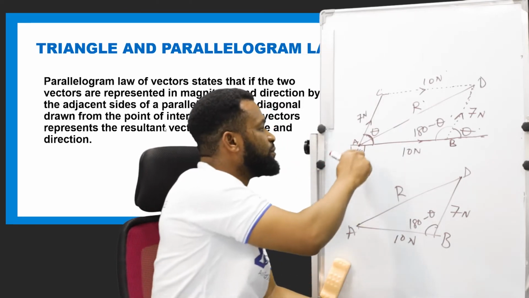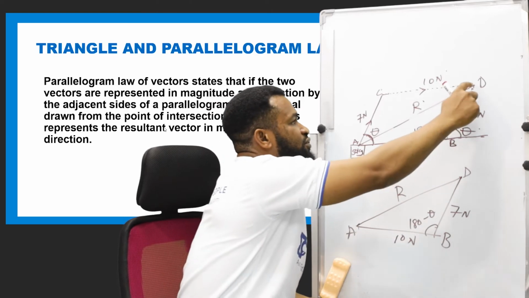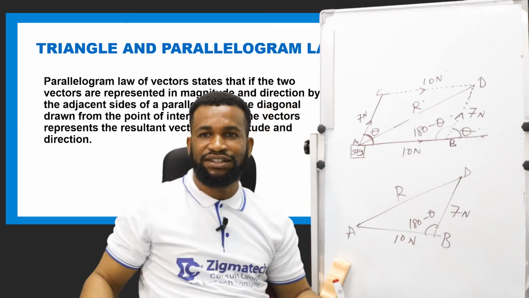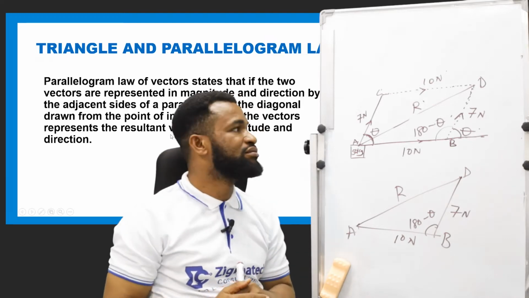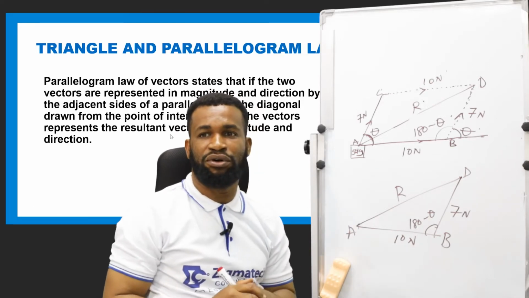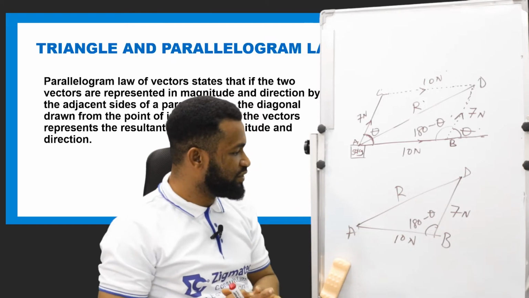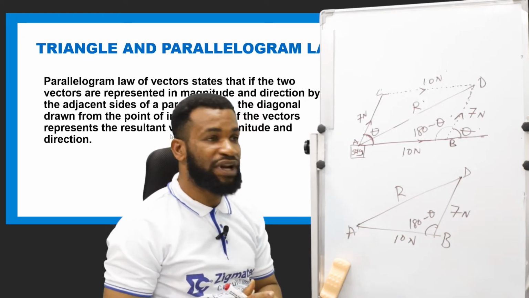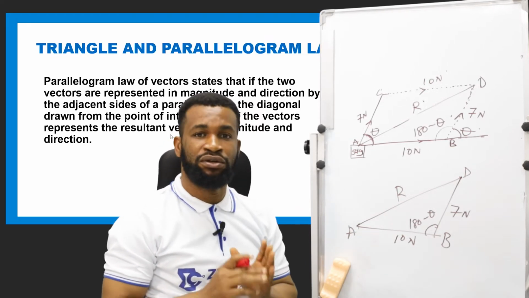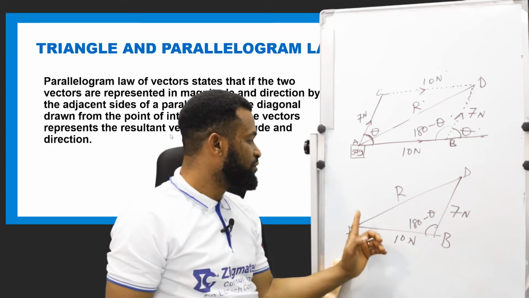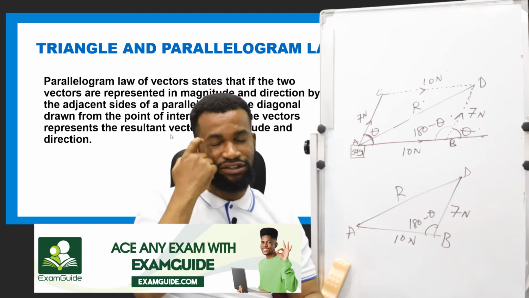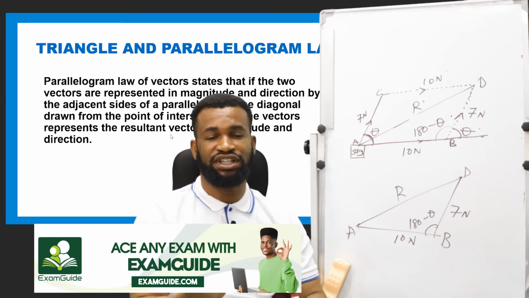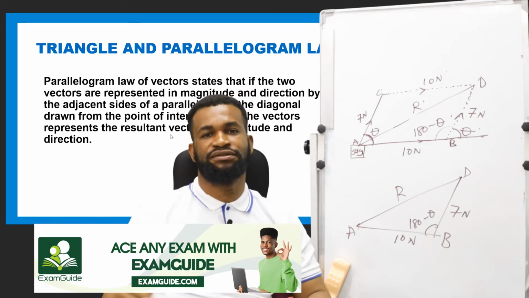So the line drawn from this point all the way to the end represents the resultant vector in magnitude and in direction. And that is what the parallelogram law stated. With this, we can now apply what is called the cosine rule in solving from A to D. And that is what the resultant vector is representing.